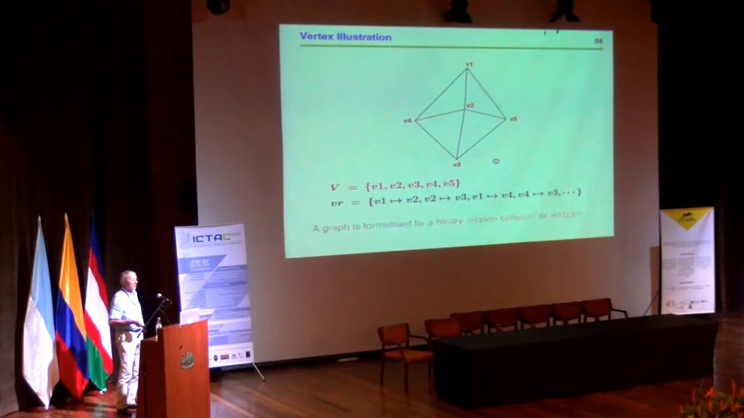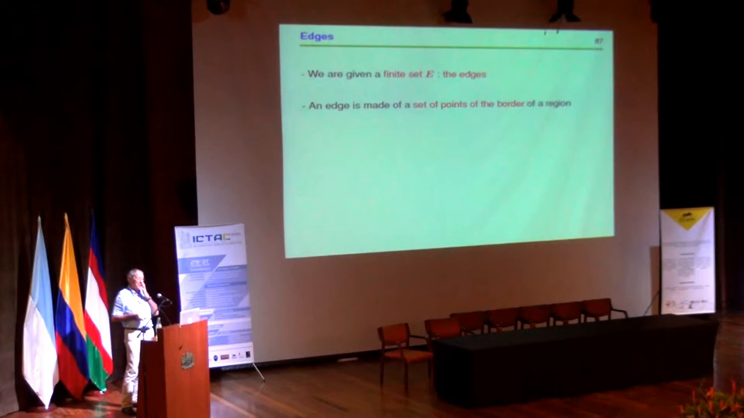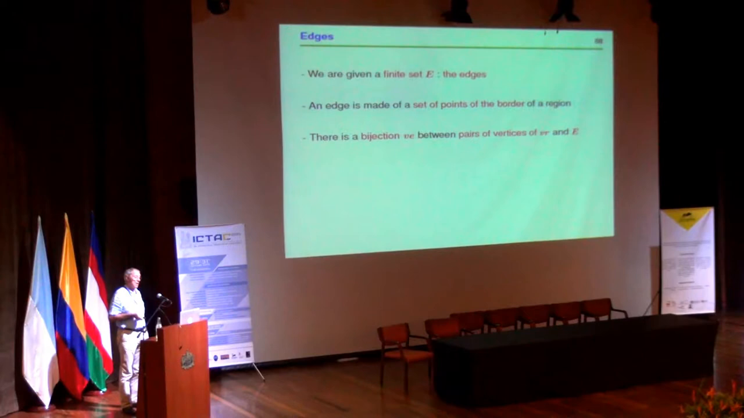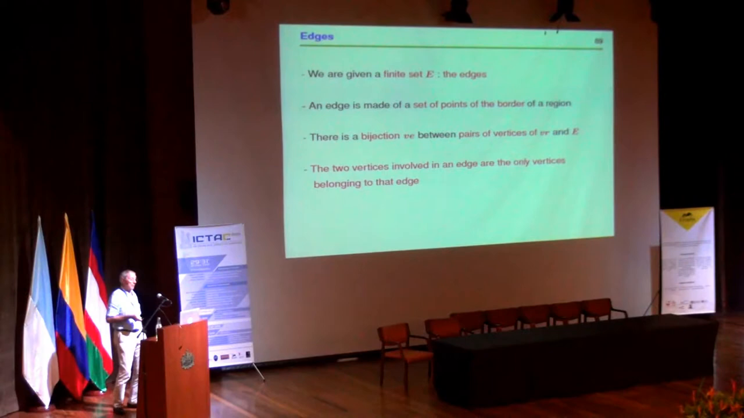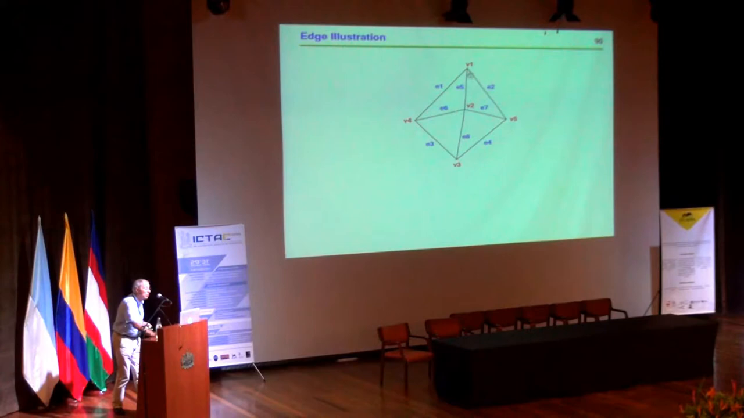Now a graph is simply formalized by the binary relation between its vertices. Edges, so we are given a finite set E that we call the edges, and an edge is made of a set of points of the border of a region. And there is a bijection in this limited definition of graph, a bijection VE between pairs of vertices VR and E. But the two vertices involved in an edge are the only vertices belonging to that edge. I will generalize this in a further slide. So you see the illustration here. And we have indeed a bijection between the VR, the relation between vertices, and the edges.